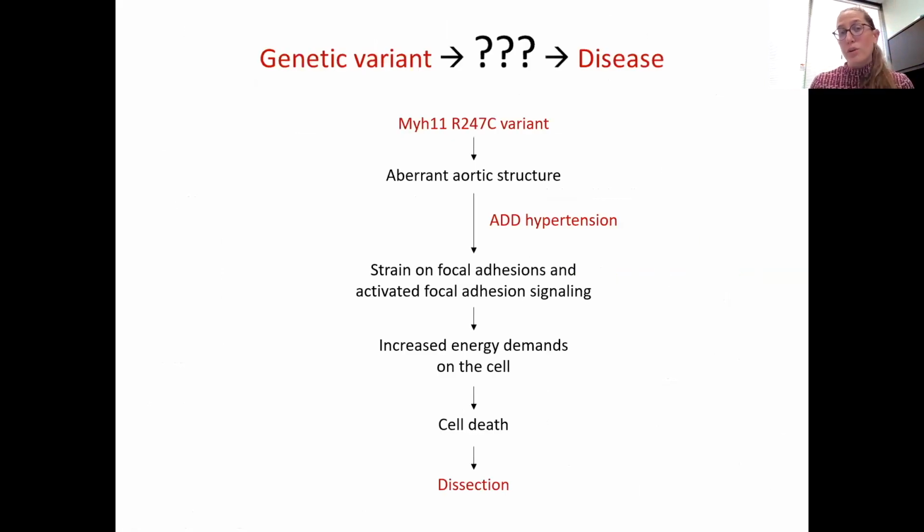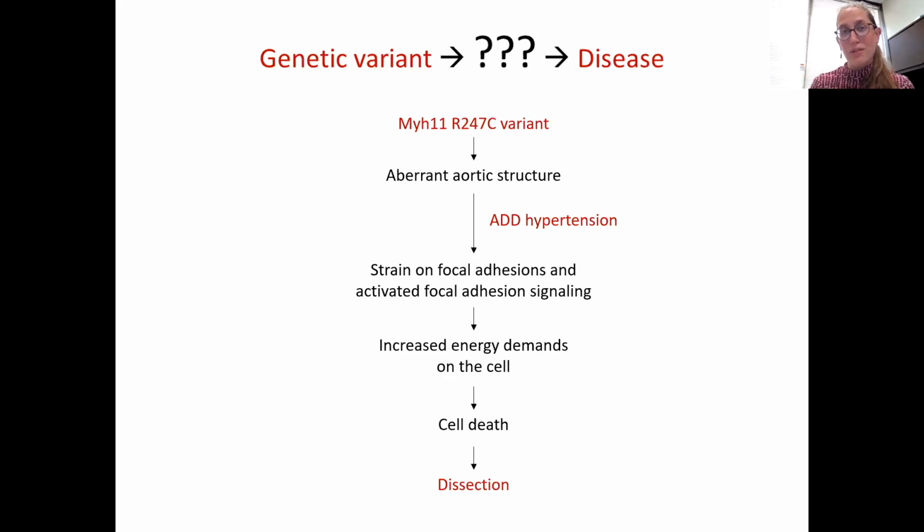So this is what I've shown overall. The variant, the VUS that we've been looking at, leads to aberrant aortic structure. When you add hypertension, you increase strain on the focal adhesions on the surface of the cell, and that activates focal adhesion signaling. Those adhesions are screaming out to the rest of the cell, work faster, work harder, and that increases the energy demands on the cell. And that leads to increased reactive oxygen species because the mitochondria are stressed out. And the increased reactive oxygen species leads to increased cell death, and that is what we think leads to dissection.